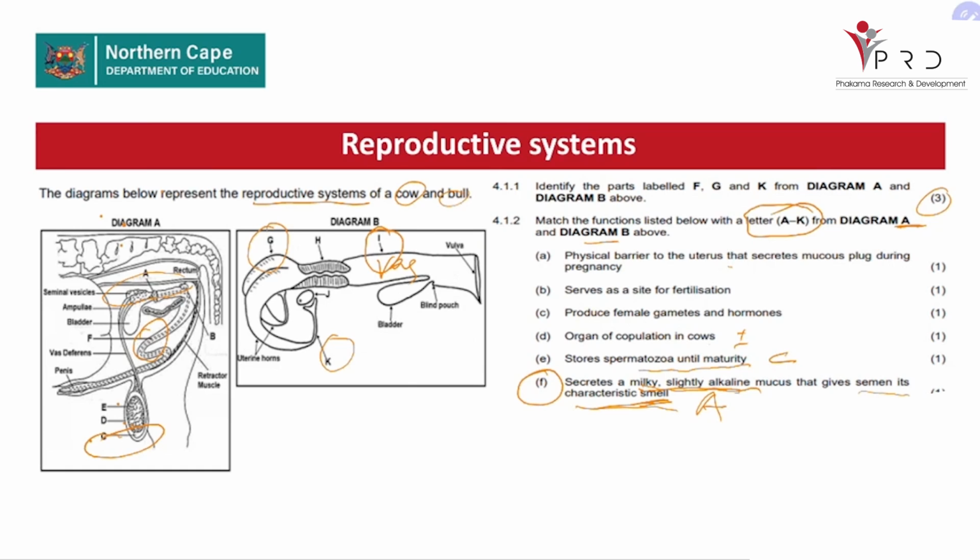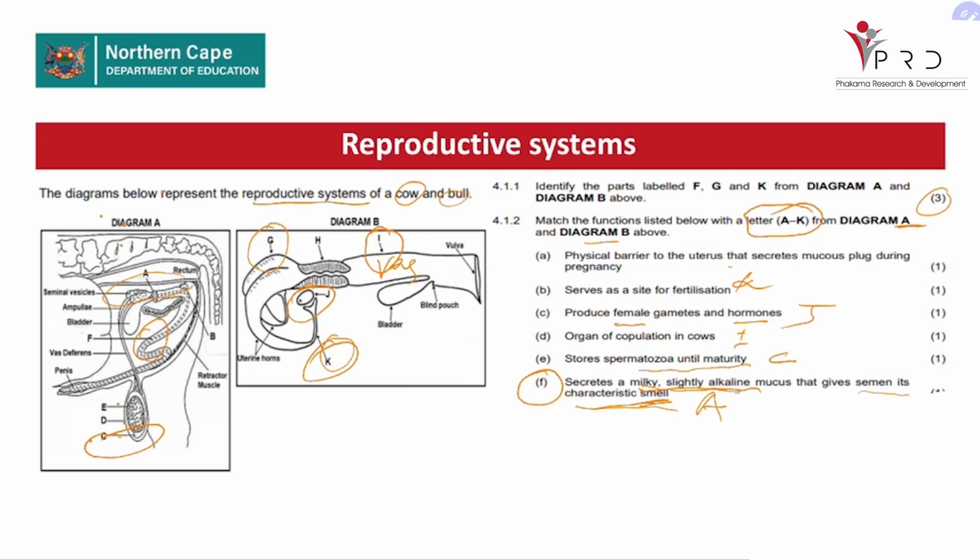Produce female gametes and hormones. Which one produces female gametes and hormones? The gametes are produced in letter J. Serves as a site for fertilization. Where is fertilization taking place? Fertilization takes place at K.